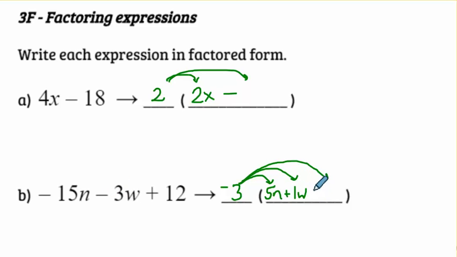And then finally, we're going to have -3 times what gives you 12, and in this case it would be a -4. And so you'd wind up with either 5n plus 1w plus -4, or you could have 5n plus w minus 4 inside the parentheses.